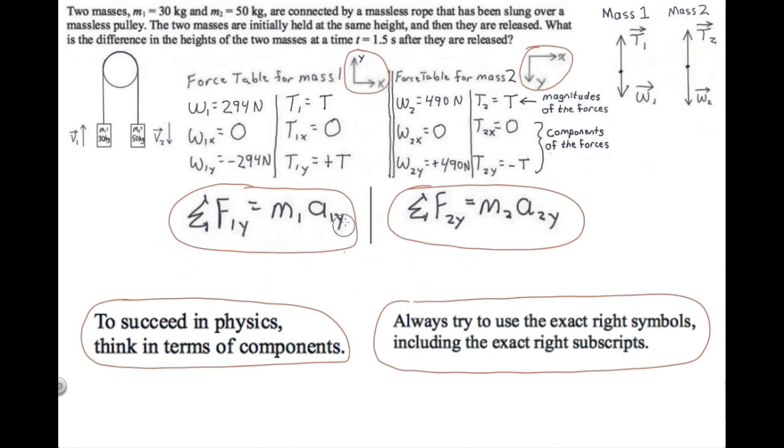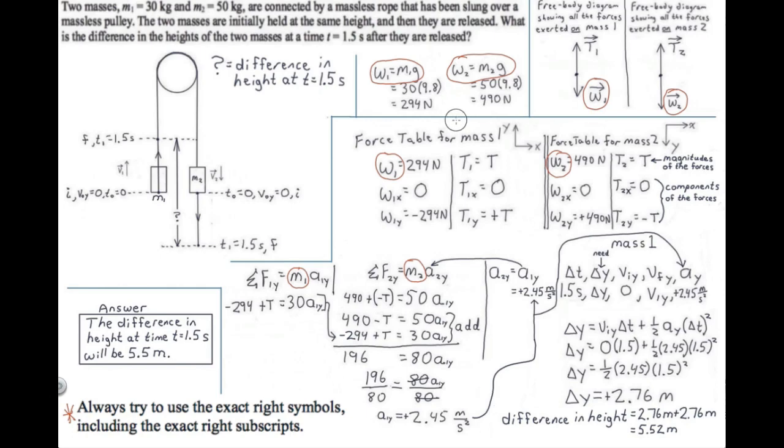We used y subscripts to emphasize that for this problem, both of our Newton's second law equations referred to the y component. We used 1 and 2 subscripts to carefully distinguish symbols that referred to mass 1, like W sub 1 and M sub 1, from symbols that referred to mass 2, like W sub 2 and M sub 2.